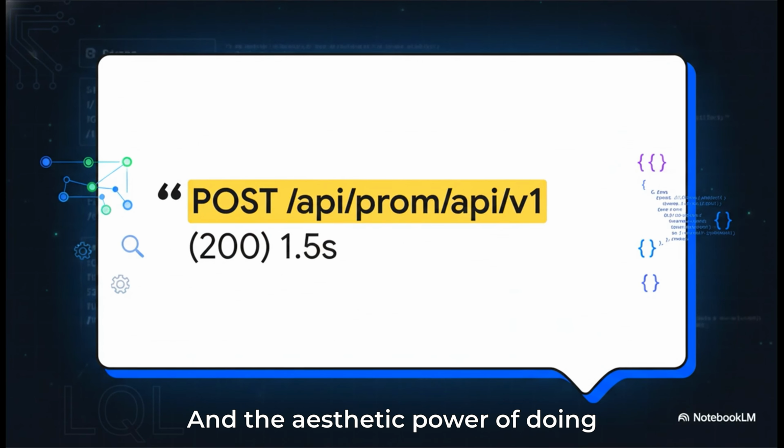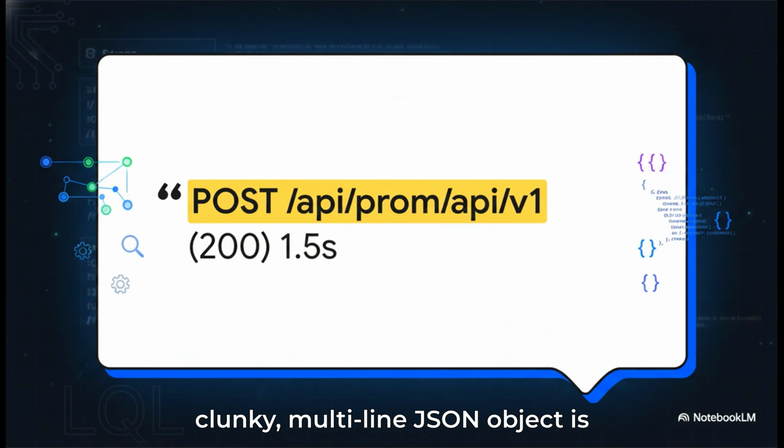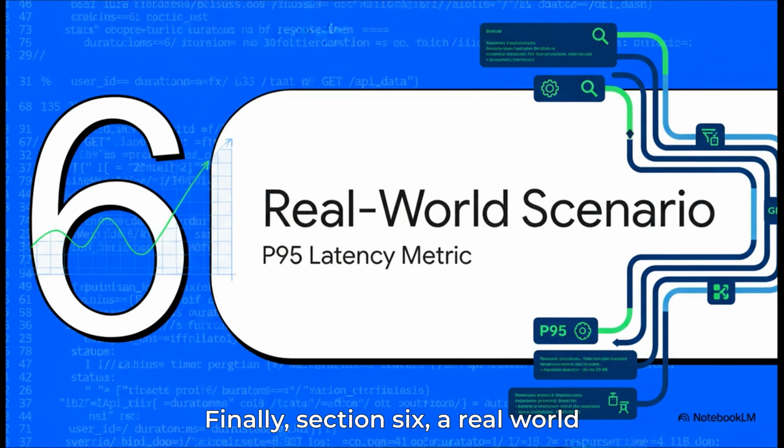And the aesthetic power of doing this is just undeniable. What used to be this massive, clunky, multi-line JSON object is now a perfectly condensed, beautiful little summary. You instantly get the method, the path, the status codes, and the duration all in one quick glance. It's so clean. Finally, Section 6, a real-world scenario taking P95 latency from raw text to a metric dashboard.